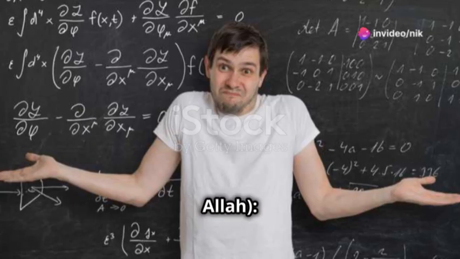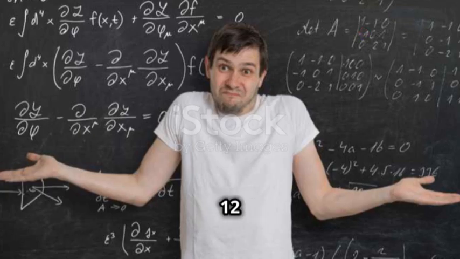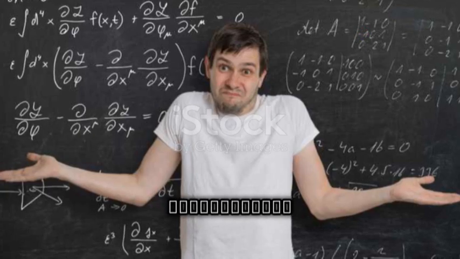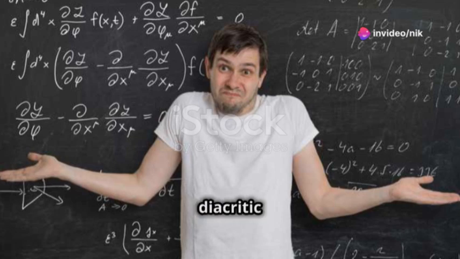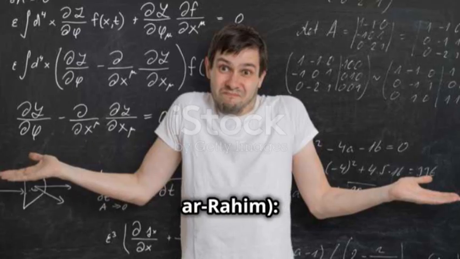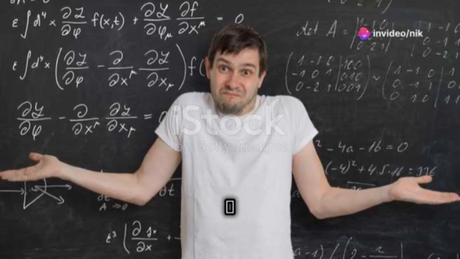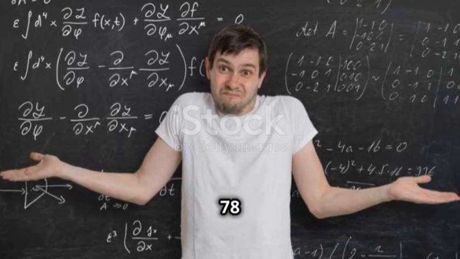Allah: alif equals 1, L equals 12, L equals 12, H equals 8. Total for Allah: 1 plus 12 plus 12 plus 8 equals 33. Ar-Rahman: alif equals 1, R equals 20, H equals 5, M equals 24, and the alif is not counted as it's a diacritic, N equals 14. Total for Ar-Rahman: 1 plus 20 plus 5 plus 24 plus 14 equals 64. Ar-Rahim: alif equals 1, R equals 20, H equals 5, Y equals 28, M equals 24. Total for Ar-Rahim: 1 plus 20 plus 5 plus 28 plus 24 equals 78.